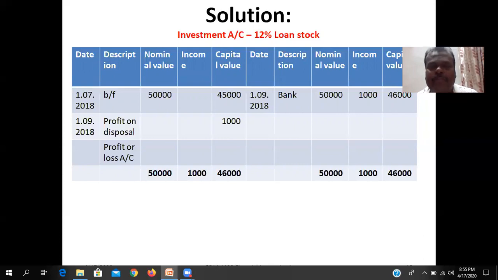But at the same time, we have to see the income column. On the credit side, that is 1,000, but on the debit side, it is not available. So that 1,000 rupees should be transferred to the profit or loss account. So here I have written profit or loss account, but the 1,000 rupees is not entered under the income column, but you have to record 1,000 rupees in the income column. That's all.